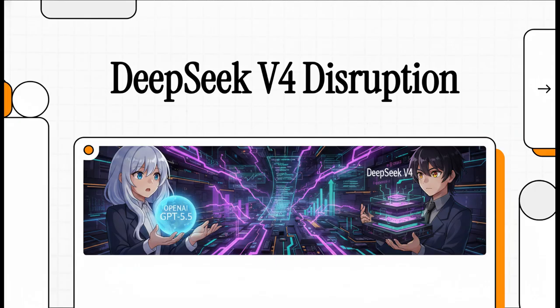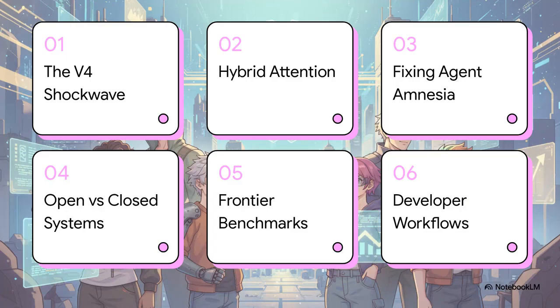We're going to unpack exactly how a model packing a 1 million token context window and seriously strong coding chops is fundamentally flipping the economics of artificial intelligence completely on its head. Here is our roadmap for the explainer today. 1. The DeepSeek V4 shockwave. 2. Decoding hybrid attention architecture. 3. Fixing multi-step agent amnesia. 4. Open weight versus closed ecosystems. 5. Benchmarks against frontier models. And finally, 6. Transforming daily developer workflows.